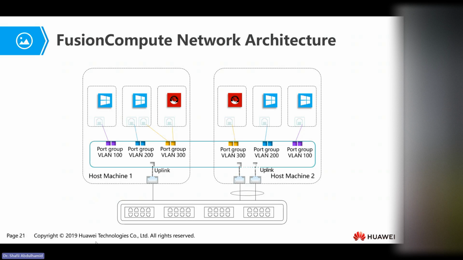Okay, so you can have your uplinks sending information from the host machine, that's the physical machine, to the switch, and this information can go to any of the virtual machines and vice versa. So this is the same concept that we explained, but now it is explained in relation to the FusionCompute hypervisor that Huawei is using. So what if the Red Hat in this physical device wants to send information to the Red Hat in host machine 2?